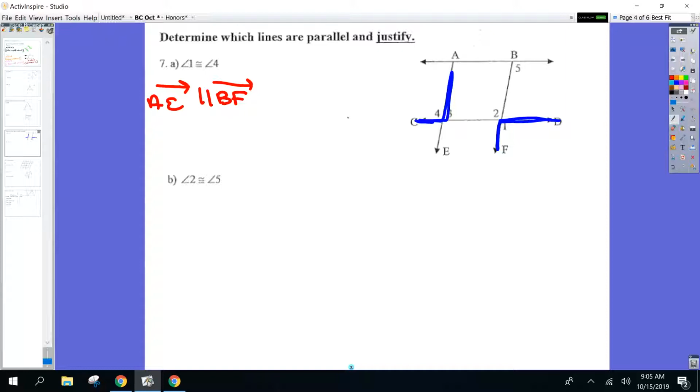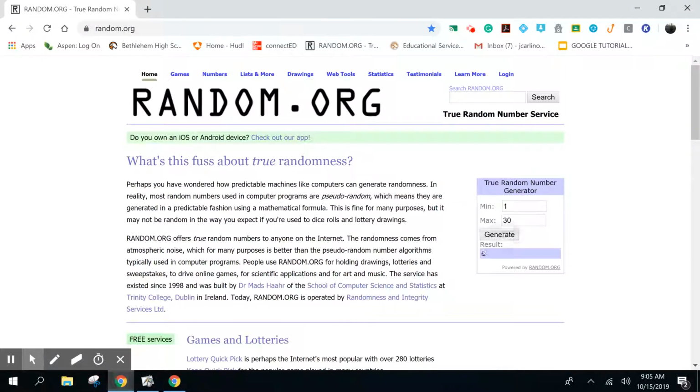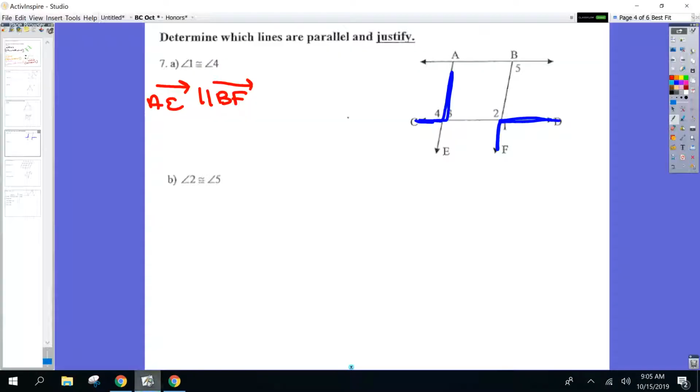Now I need to know from somebody else what type of angles were 1 and 4. Alternate exterior. So now I start this off by saying not parallel lines, but alternate exterior angles. And this is what a lot of kids forget. I need them congruent to have parallel lines. Boom.